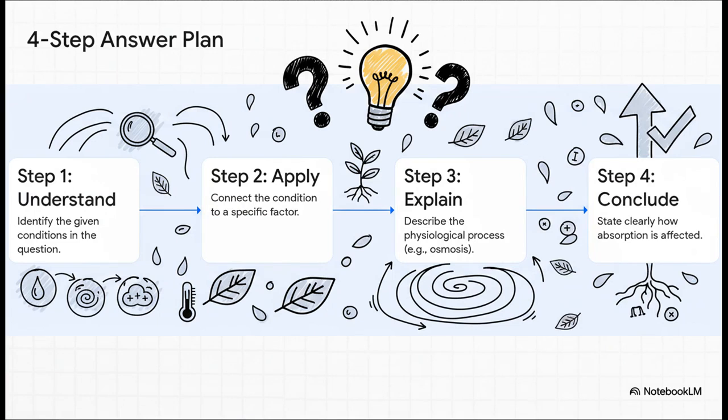Here is your 4-step playbook for the perfect answer. Step 1, understand the question. Figure out what conditions they're giving you. Step 2, apply the concept. Connect it to one of our 3 factors. Step 3, explain the why. Use those key terms like osmosis and respiration. And finally, step 4, write your final answer, clearly stating how absorption is affected.